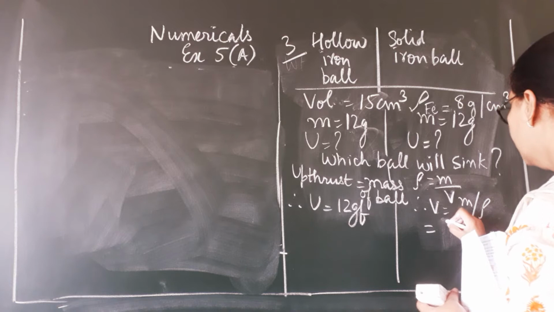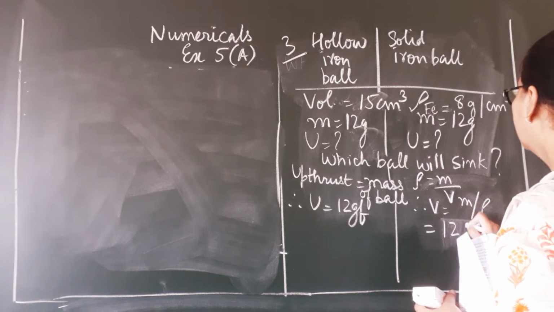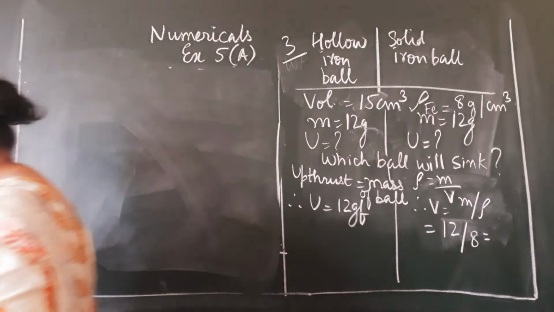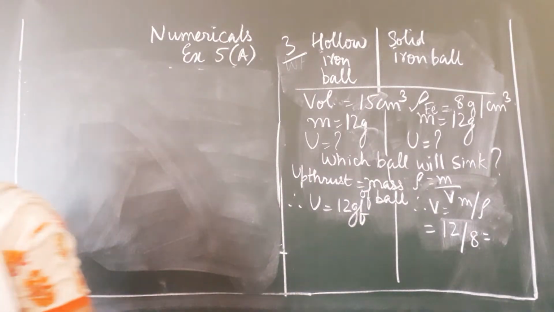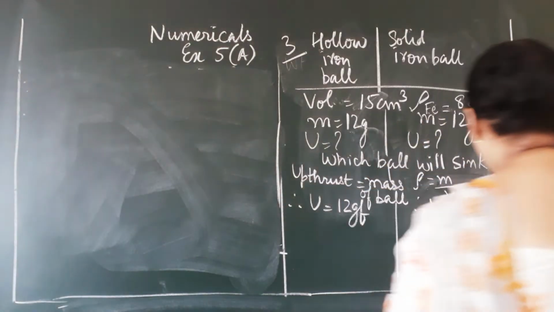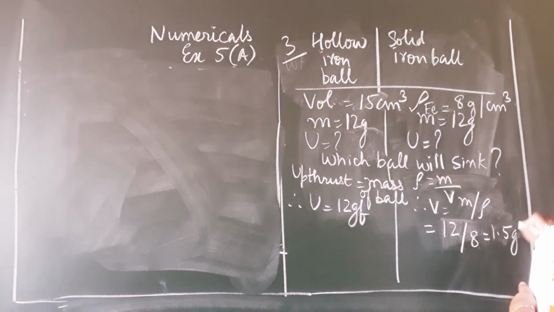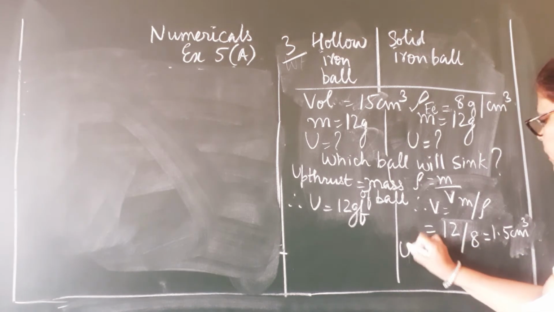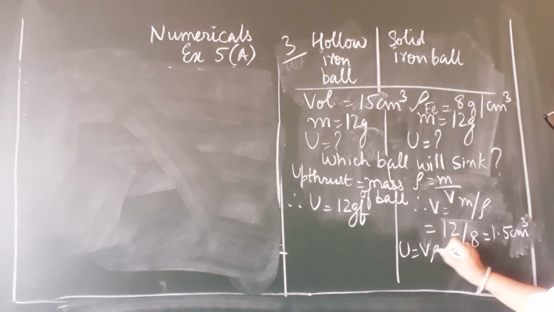Okay, now what is the mass? It is 12. What is the density? It is 8. So 12 upon 8 works out to be 1.5. Children, it's 1.5 cubic centimeter, not gram per cubic centimeter, because cubic centimeter is the volume. So we have worked out the volume of the solid ball. Now we will find out the upthrust. Upthrust is V rho G.